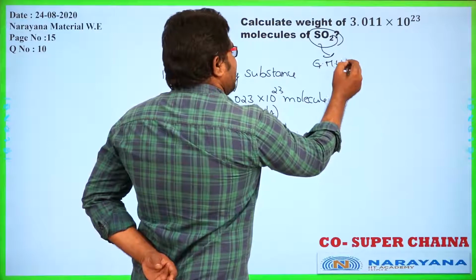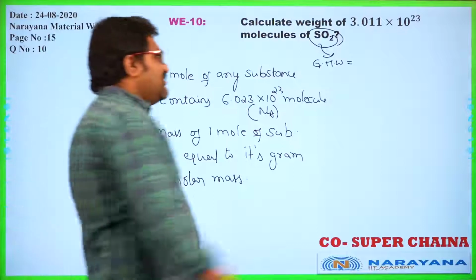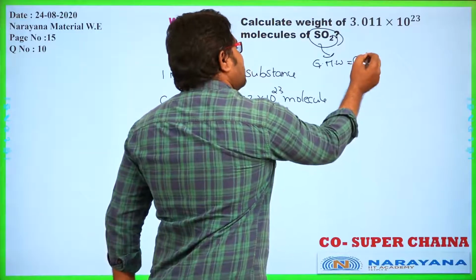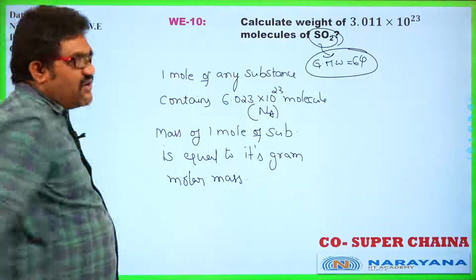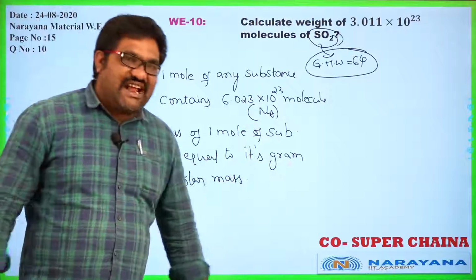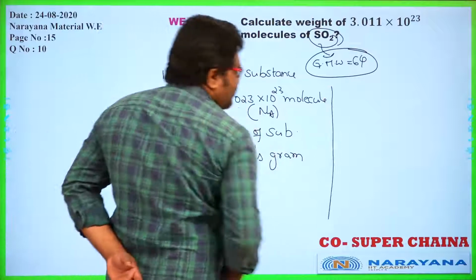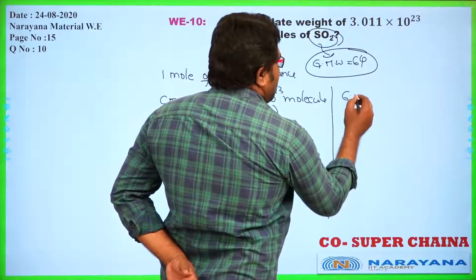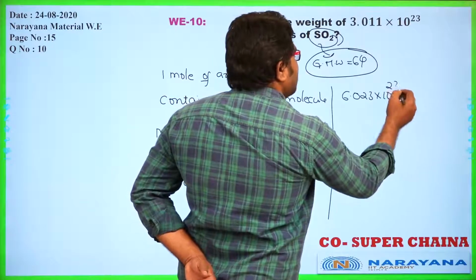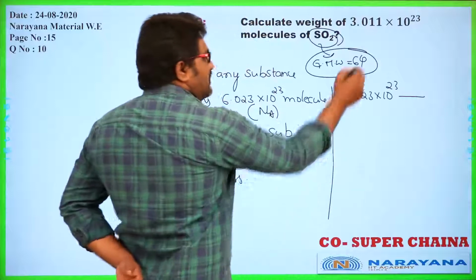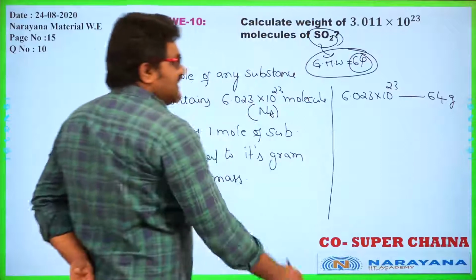Gram molecular weight is equal to 32 for sulfur, and 2 oxygen atoms are there, 32. So gram molecular weight is nothing but 64. Is it clear? Now based on that conclusion, if it contains Avogadro number of molecules, the weight should be equal to its gram molecular weight. So if the number of molecules is 6.023 into 10 power 23, then weight should be equal to its gram molecular weight. What is the gram molecular weight here? 64 grams. Is it clear?